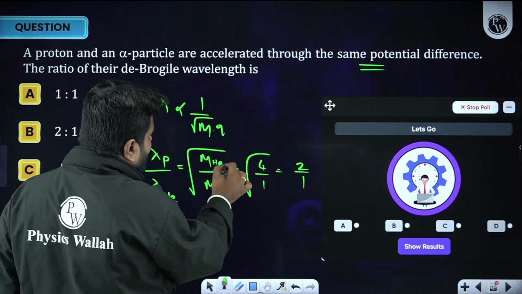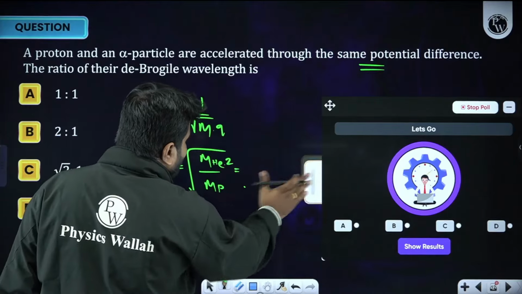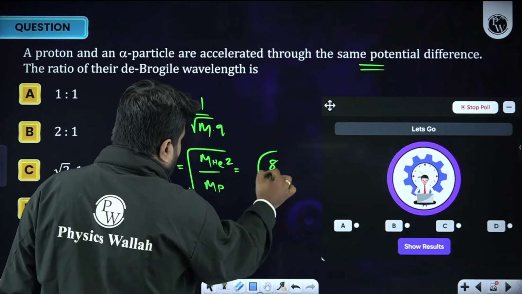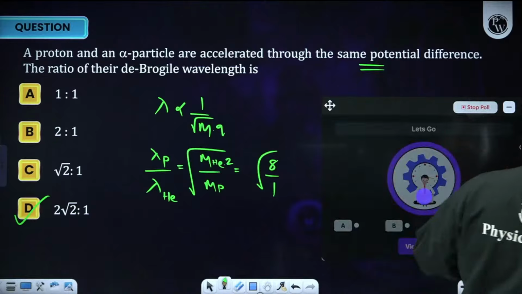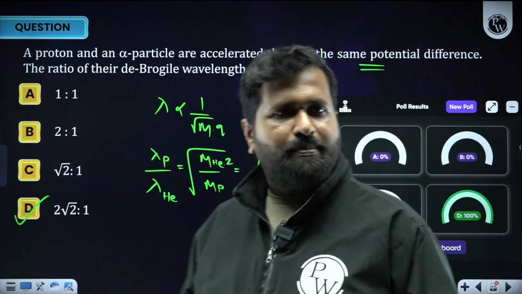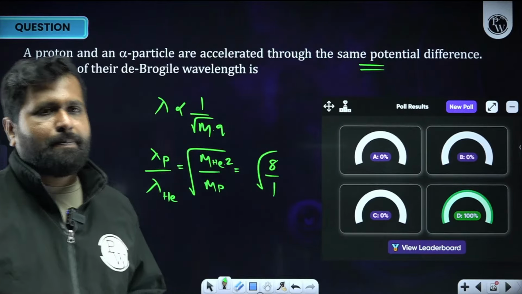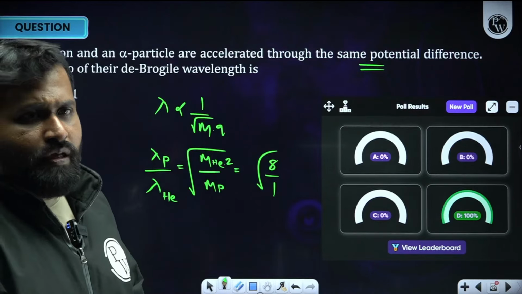So charge means actually here I will be getting 2. So here I will be getting 8. Okay, fine. So option D is the right answer. I left out the charge. Option D is the correct answer. It is clear. Next question.